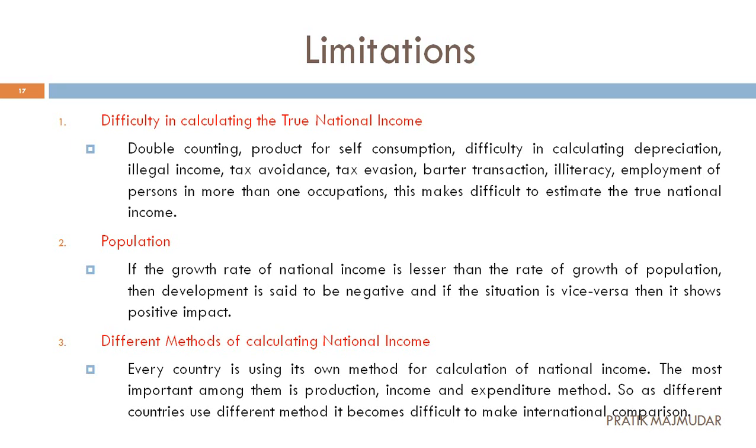Same way, tax avoidance. Many people regularly pay the tax, but there are some people who are not paying the tax on time, or they are avoiding paying the tax. They are committing fraud in the books of accounts. So again, that is an issue when we are calculating this national income.